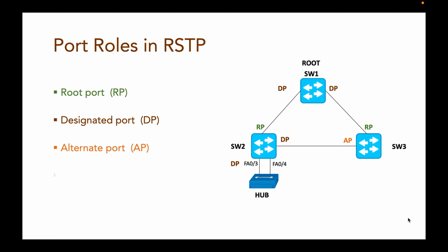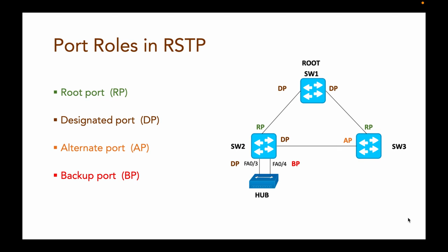Then we have backup port. It is a port that replaces the designated port when it fails. This port comes into picture if you have a scenario where a single switch has two links to the same segment, that is same collision domain, such as hub.